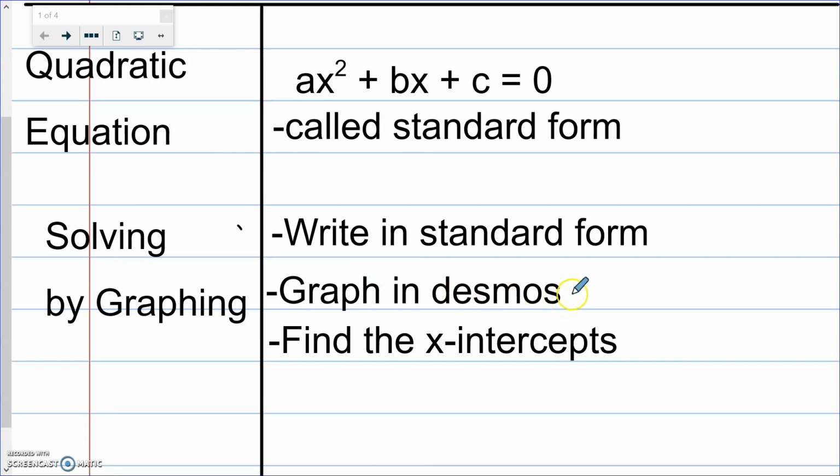Let's say decimals.com. You should have used it already with me. If you have not, come see me and I'll help you. And then once we graph it in decimals, we'll find the x-intercepts. So let's look at an example.